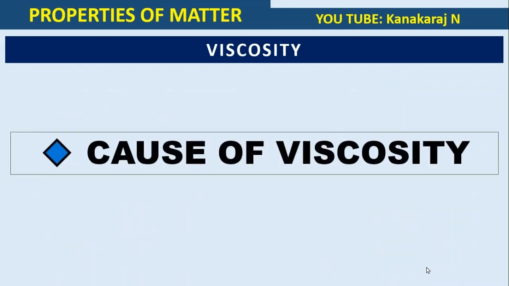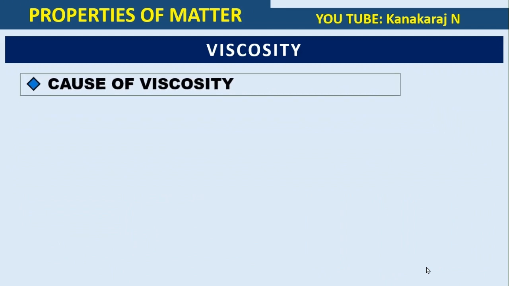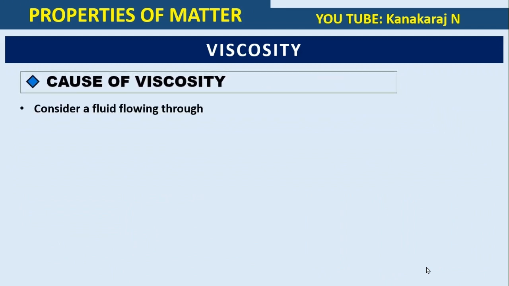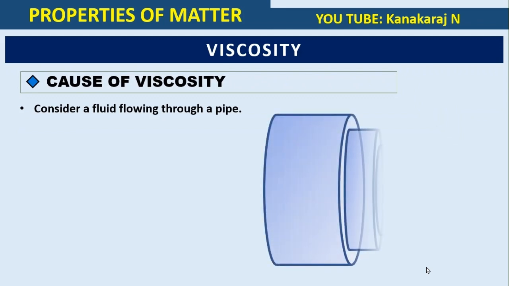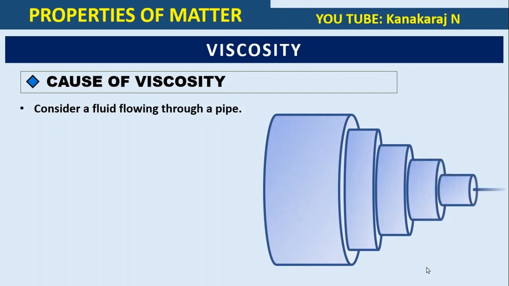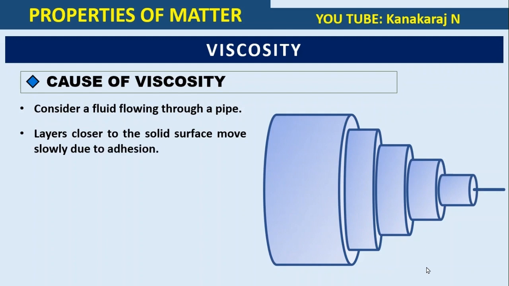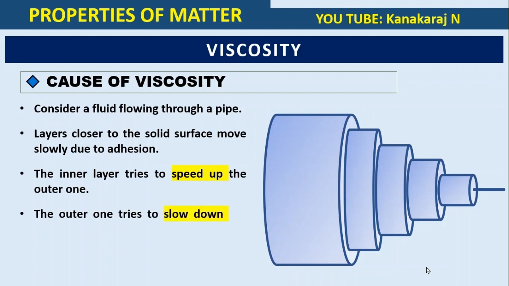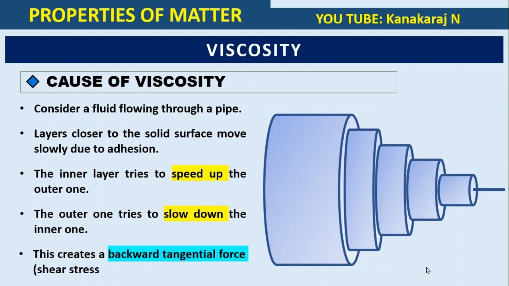Cause of viscosity. Consider a fluid flowing through a pipe. Layers close to the solid surface move slowly due to adhesion. The inner layers try to speed up the outer one. The outer one tries to slow down the inner one. This creates a backward tangential force, shear stress, that causes viscosity.